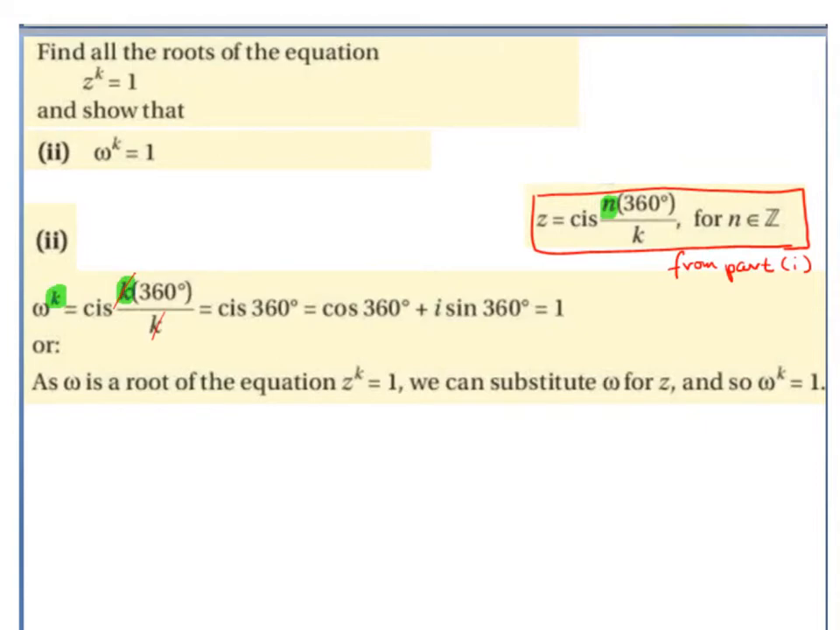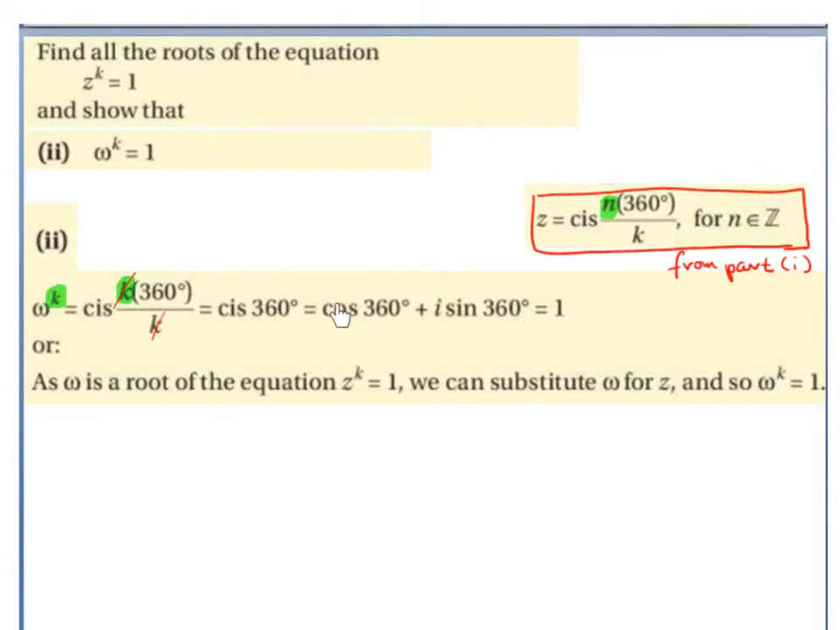Part 2: show that w to the power of k is equal to 1. So using the same idea from part 1, we swap the n for k, so we get cis (k times 360 degrees over k). The k's will cancel, so we've got cis 360 degrees, which is equal to cos 360 plus i sin 360, which is equal to 1.